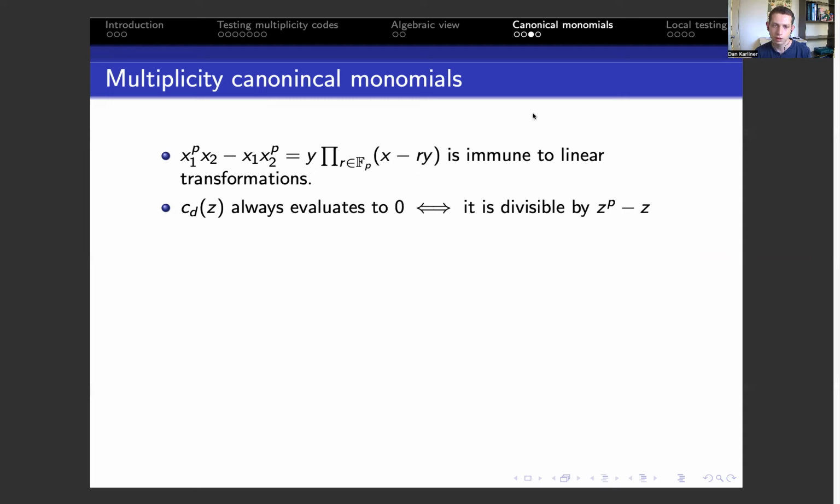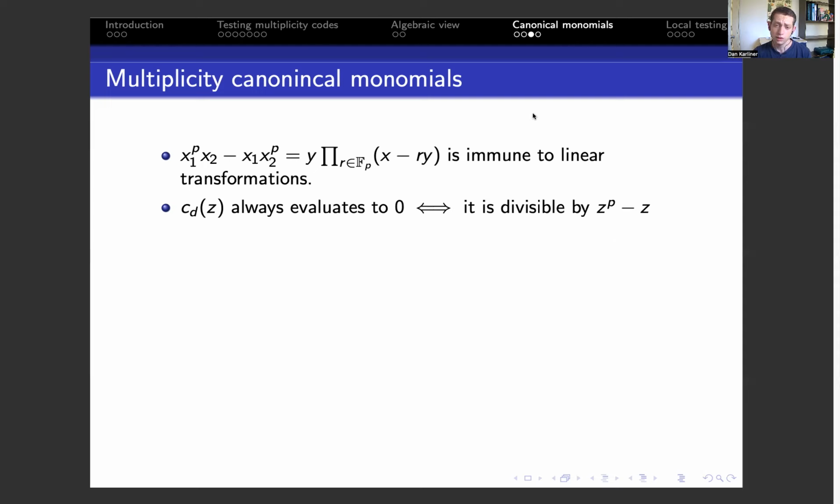If we compose it with a linear map, then we just get the same polynomial multiplied by the determinant of the linear map. So this shows that for this polynomial, even though x1 to the p plus 1 is a valid monomial in the multiplicity setting, we'll never be able to move all our degrees from x2 to x1. And this was the same polynomial that we used as an example showing that the line test is not a good test for multiplicity codes in our previous paper.